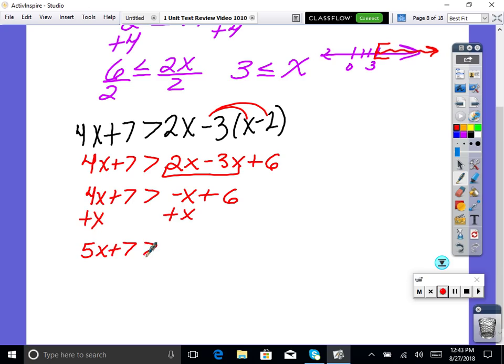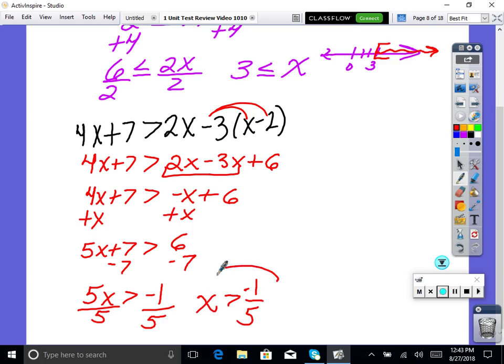5x plus 7 is larger than 6. Subtract 7, subtract 7. 5x is larger than negative 1. Divide by 5. So any x value is greater than negative 1/5. So there's our solution. And we could graph that on a number line.